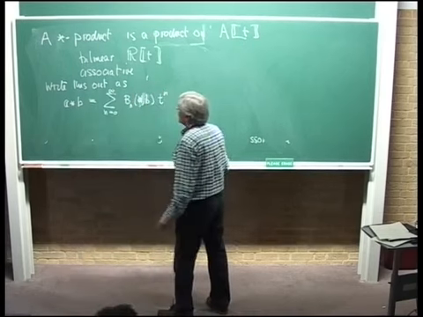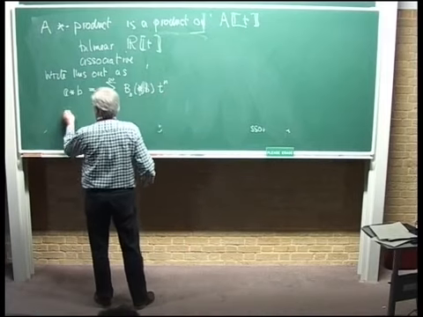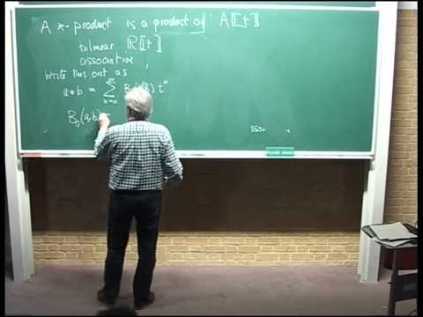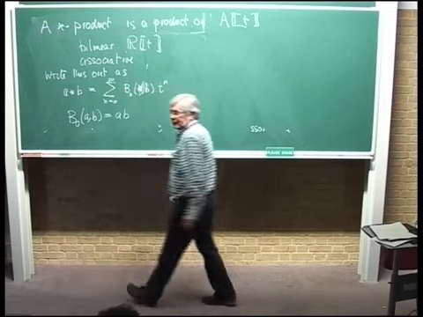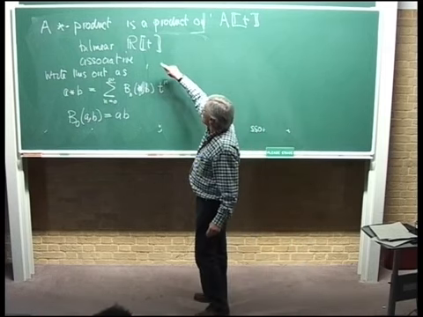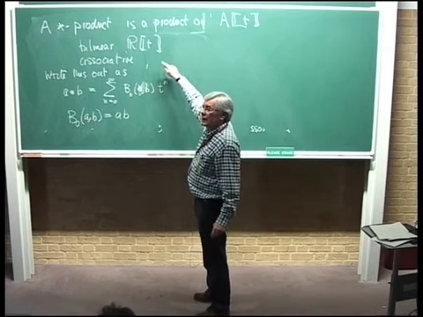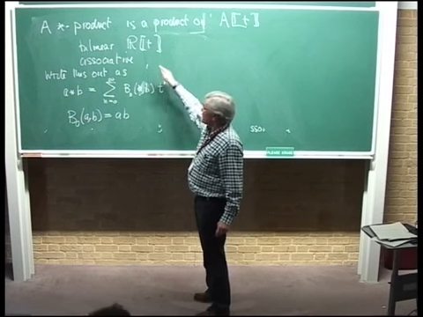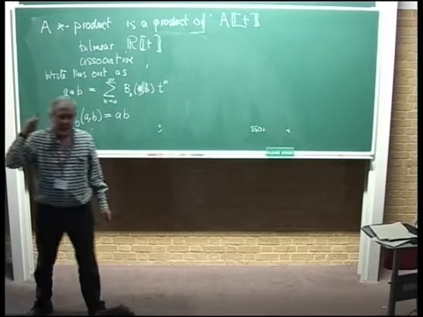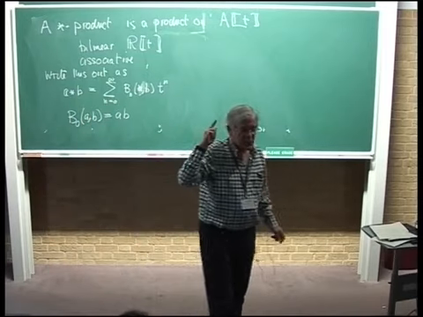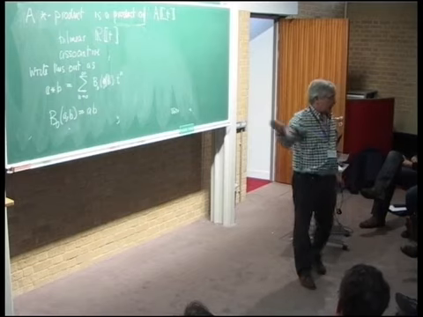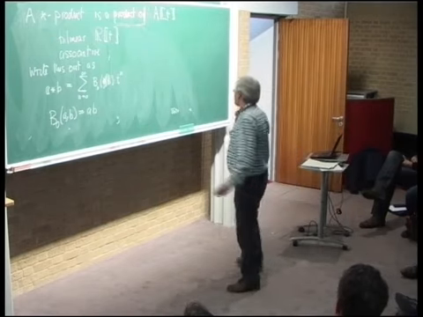Formal power series, and we require that B naught of A, B is just the product AB. So this product modulo T times R of T is just the product you started with. The leading term in this product is just the product AB, and then you can see that it's a deformation in the sense that when you put T equals 0, you get the product you started off with. So that's what we mean by a star product.